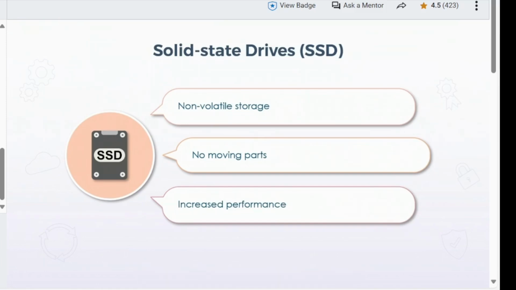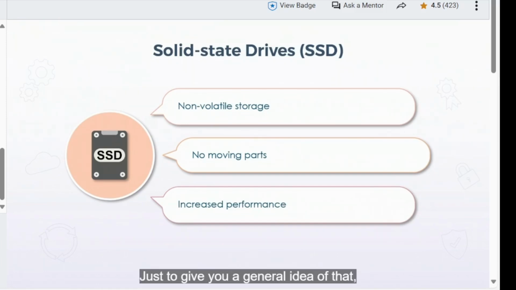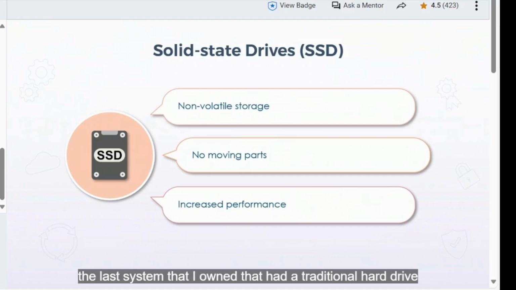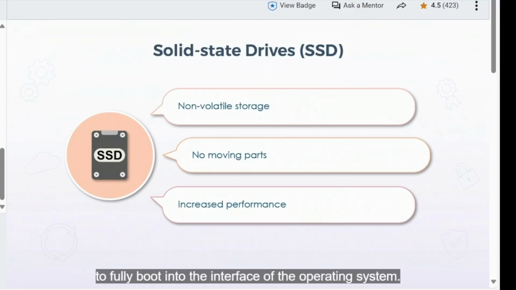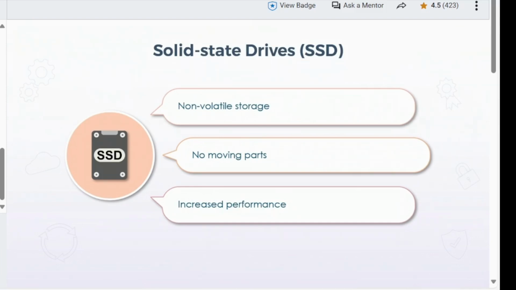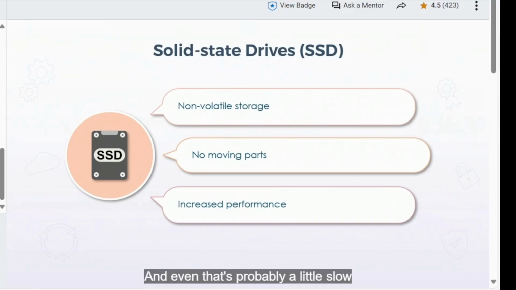Just to give you a general idea of that, the last system that I owned that had a traditional hard drive used to take about 2 minutes to fully boot into the interface of the operating system. The laptop that I'm using right now, with the solid-state drive, fully boots in about 12 to 15 seconds. And even that's probably a little slow compared to the newest systems on the market.